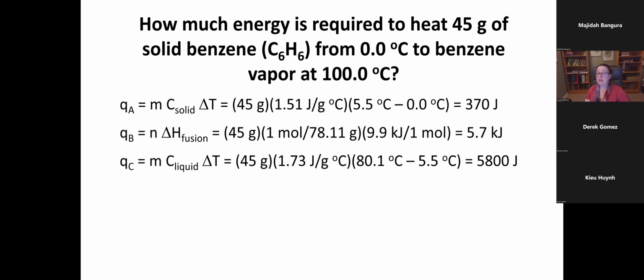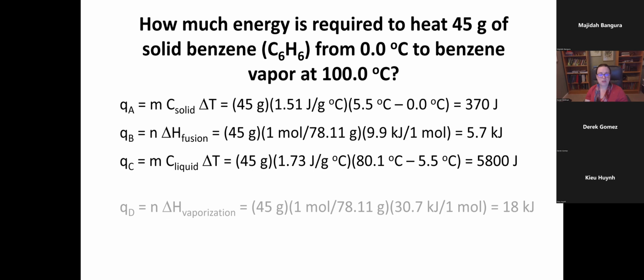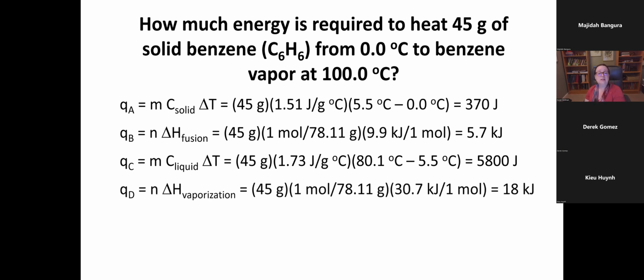Okay. Then we're going to boil, right? So we're going to need not the heat of fusion, but the heat of vaporization. So that's usually the bigger value. Right, and again, we need to be in moles, right? So 45 grams need to be changed into moles, right? And times the delta H of vaporization, the enthalpy change for the boiling process. And we get 18 kilojoules there. All right.